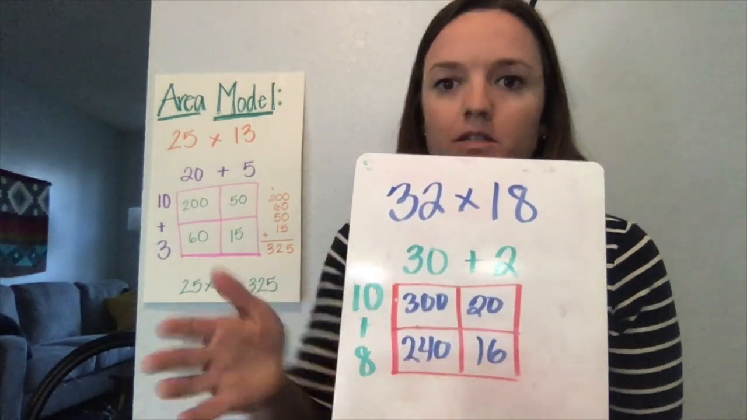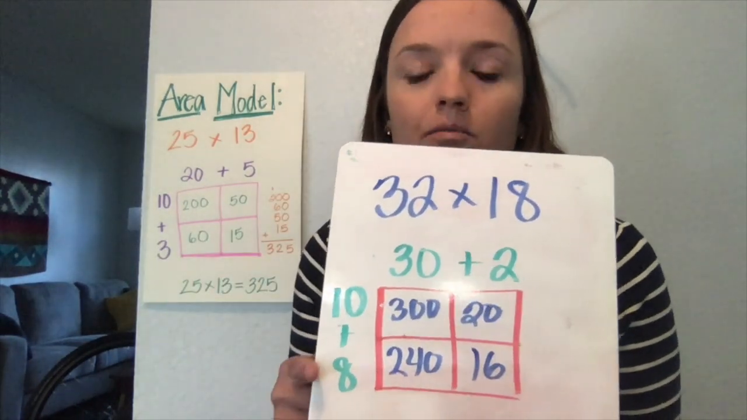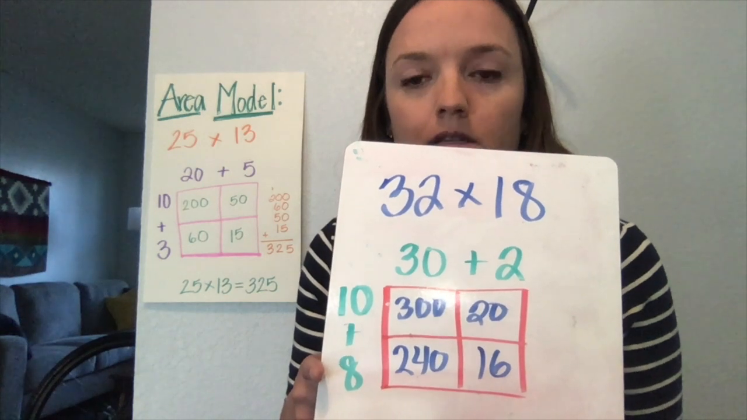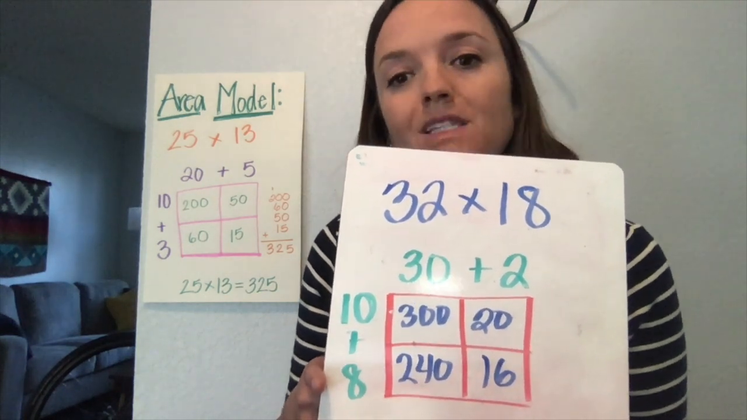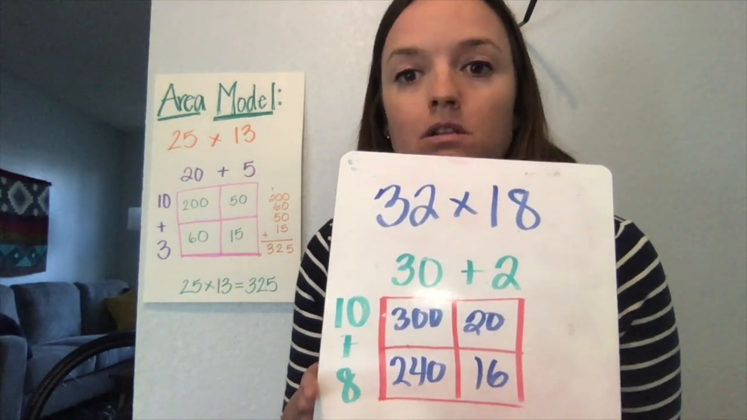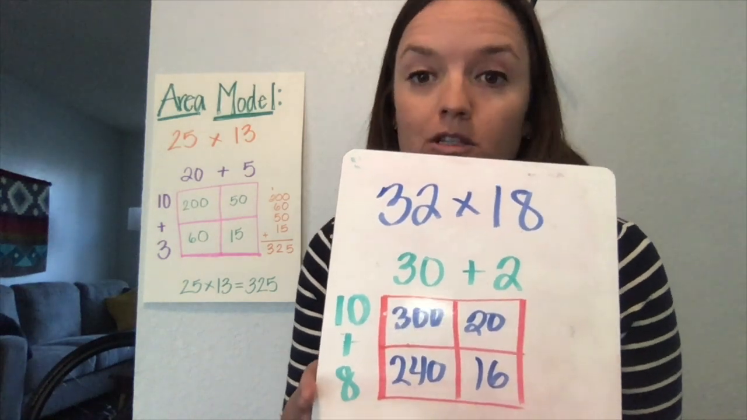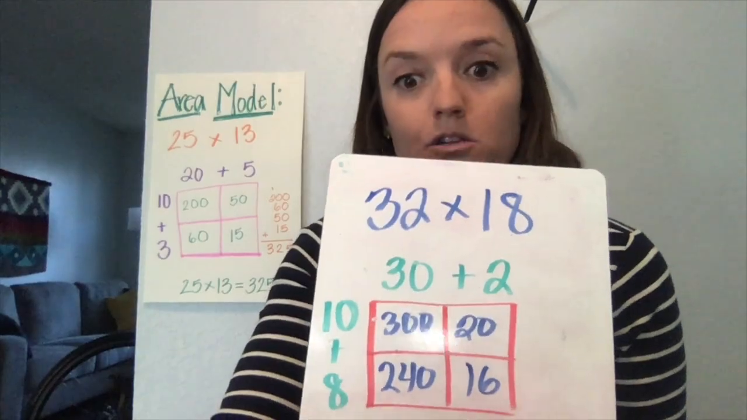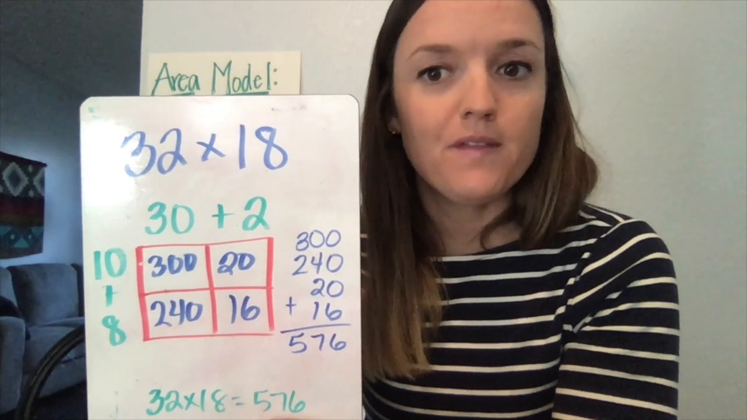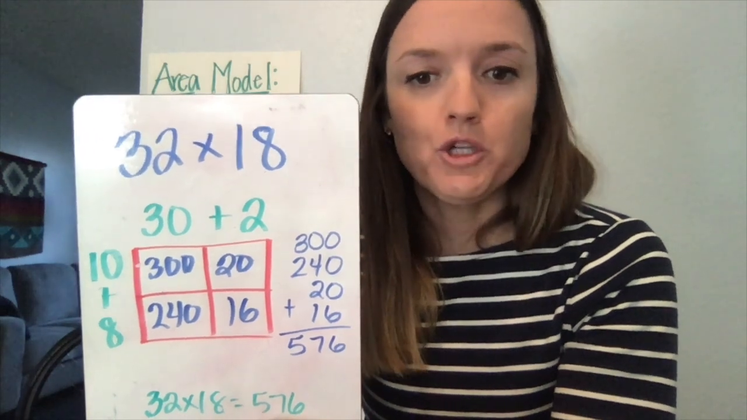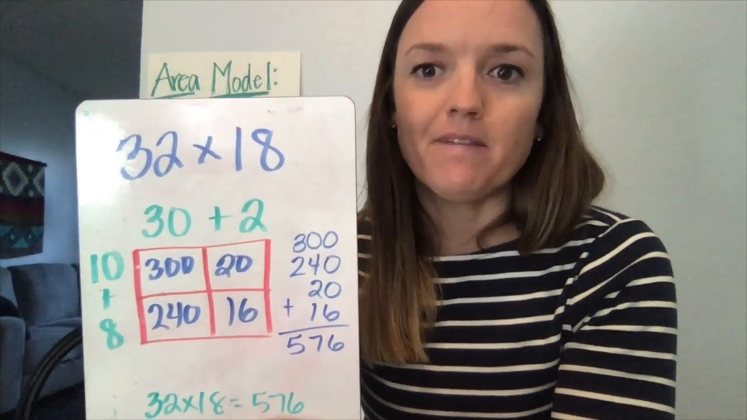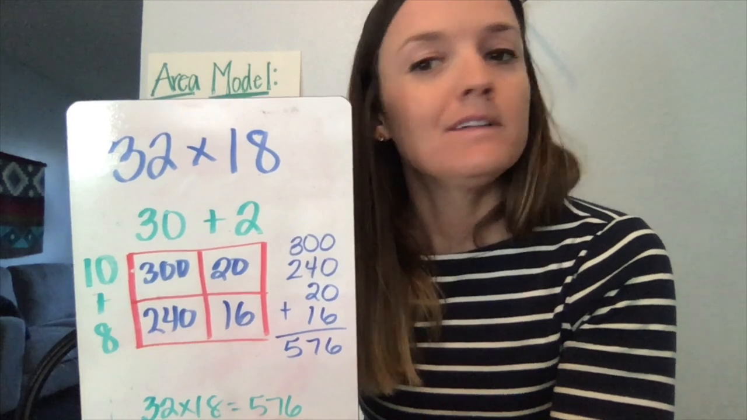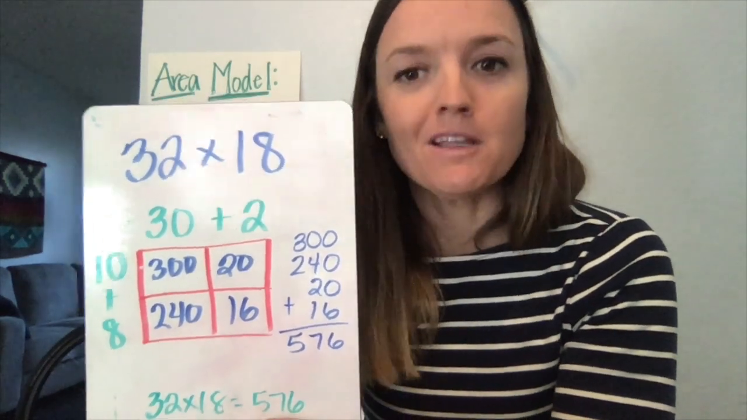So to go forward, I have all of my answers inside the boxes. Now what we're going to do is add up all those answers. I would highly suggest starting with your largest answer and working your way down to your smallest answer. After we did all of the adding, we came up with our total of 576. So if you did use the algorithm, you should get the same answer.